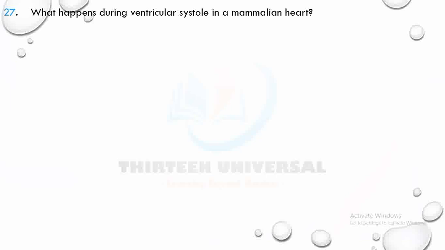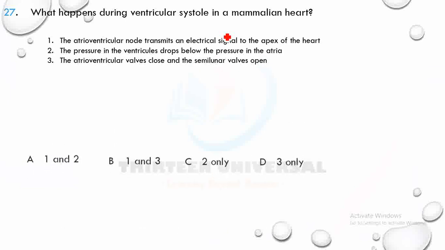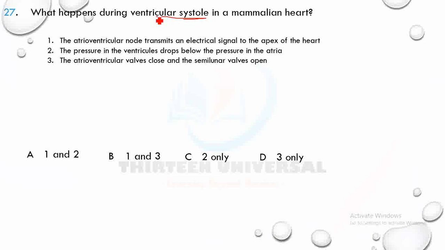All right. Now, what happens during ventricular systole in a mammalian heart? Okay. So during ventricular systole, the ventricle is contracting. Pause the video and try it. So when the ventricle is contracted, what is happening? A says the atrioventricular node transmits electrical signals to the apex of the heart. It's not the atrioventricular node that transmits it, it's the Purkinje tissue.